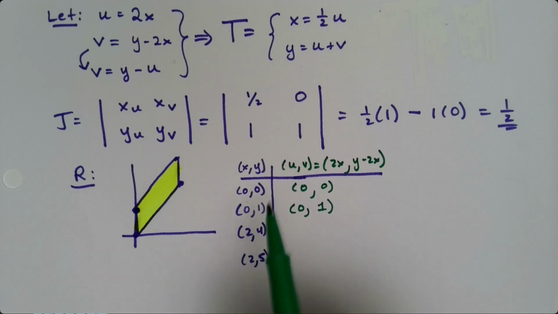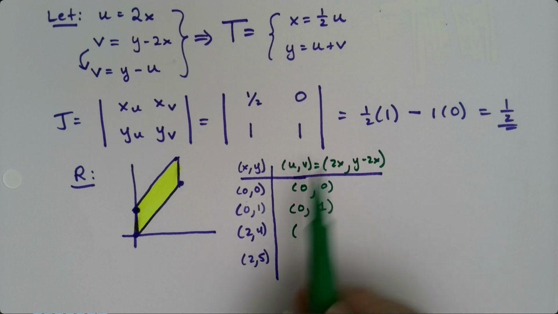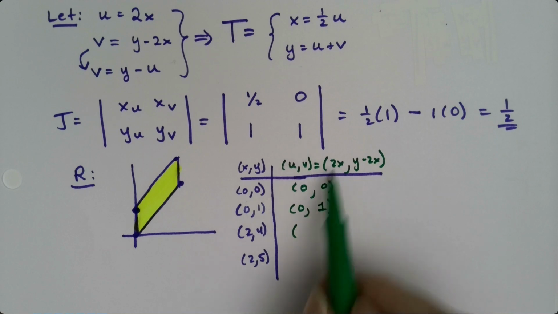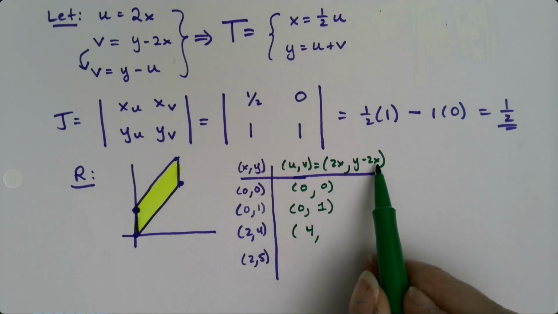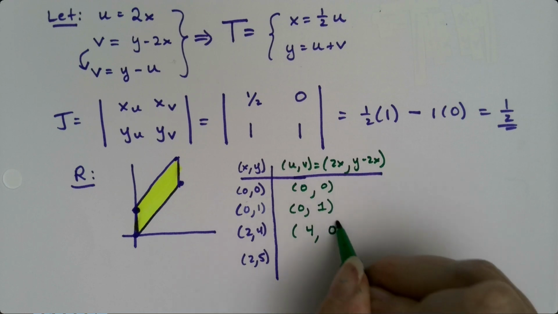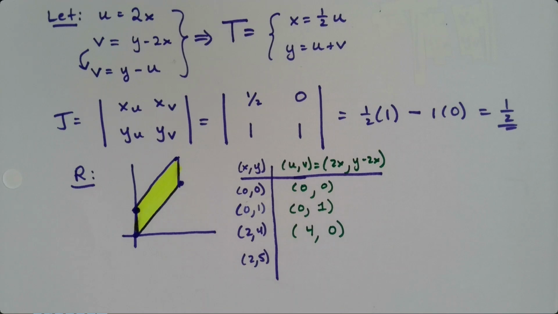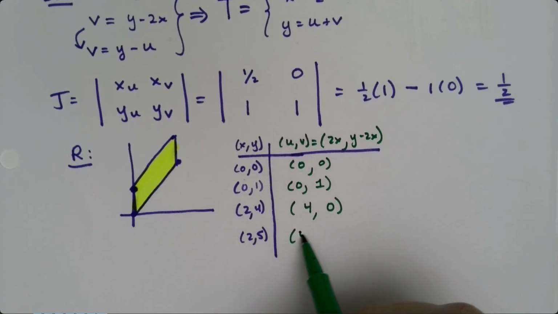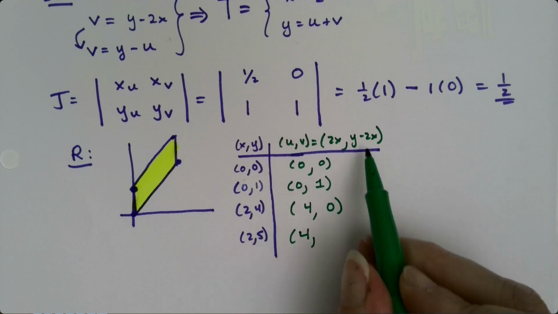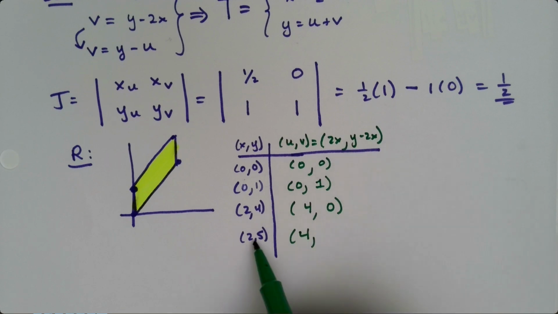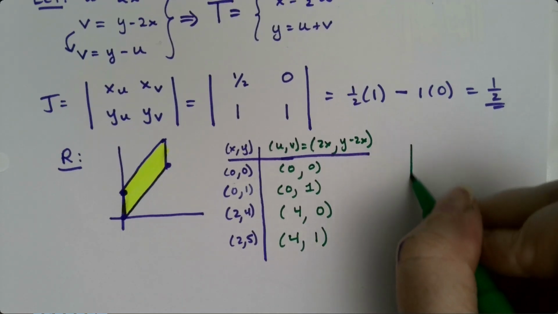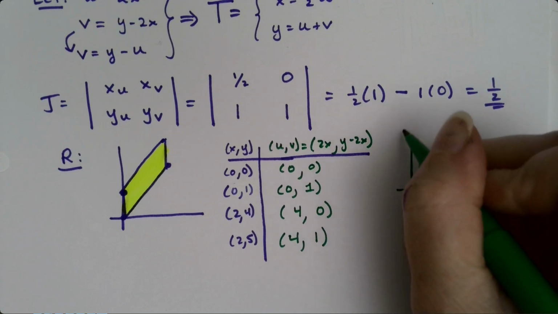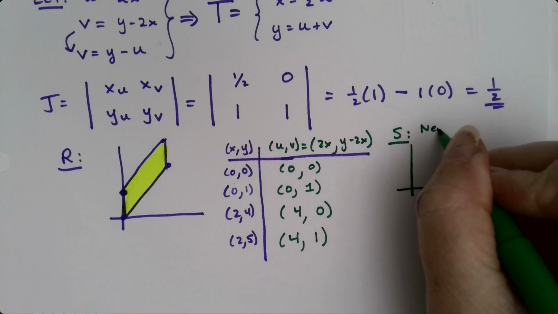Okay, now what about (2, 4)? 2 times 2 would be 4. 4 take away 2 times 2, so 4 take away 4 would be 0. And then again, for (2, 5), 2 times 2 is 4. 5 take away 2 times 2 would be 5 take away 4, which is 1. So our new zone over here, this is S, the new region of integration.